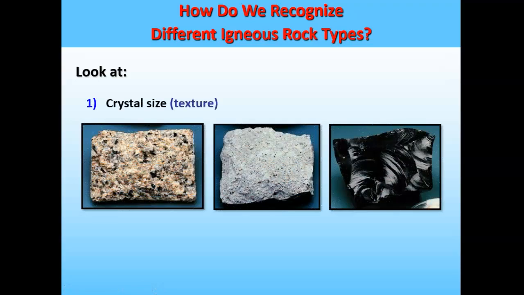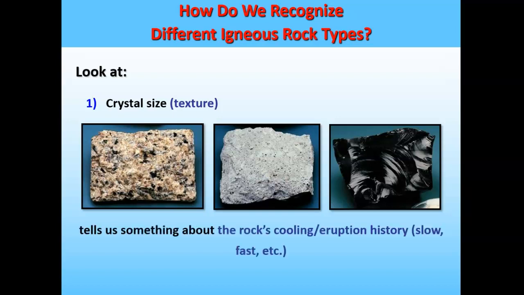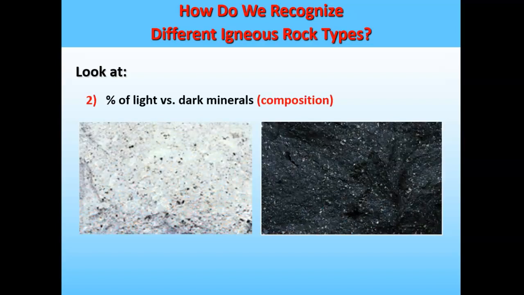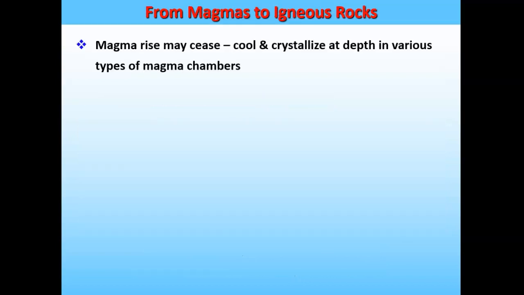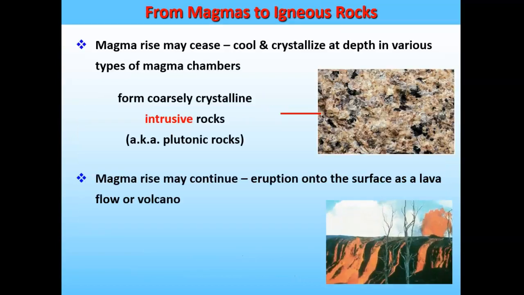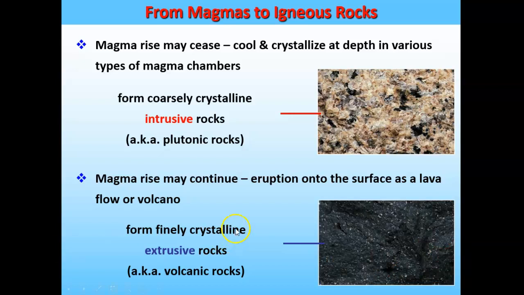I'm going to cruise through this a little bit, but here's the idea of crystal size. Big and small we're going to use. It tells us something about how they cooled. We talked about that already. And then light versus dark gives us some composition information. It tells us what is melting. So here's the idea that we have finely crystalline rocks that make it to the surface and coarsely crystalline rocks that don't make it to the surface and form deep inside the earth.